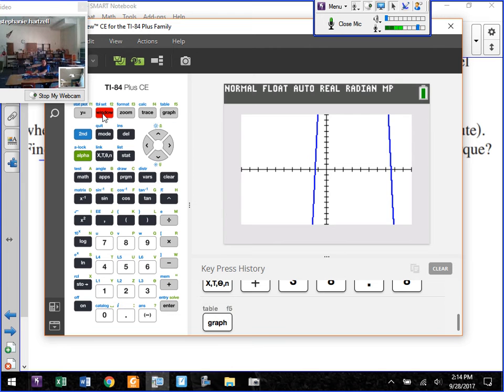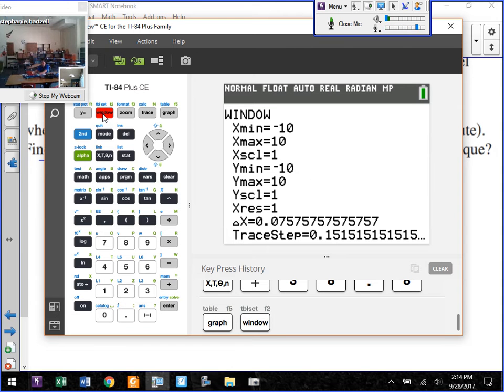All right, there's a button here that says window. Adjust your window. What we want to do is hit the button that says window, and obviously the vertex is higher than what we're seeing right now, which means which value do we have to adjust? The maximum Y value. Very good.